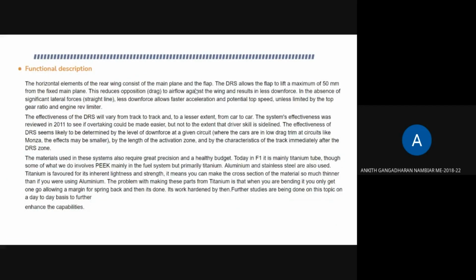So how it basically works is when a driver enters the DRS detection zone, he adjusts the rear wing and the flap lifts up by a maximum of 50 mm, therefore reducing downforce and increasing speed by around 15 miles per hour.